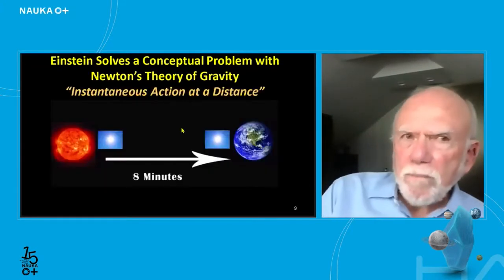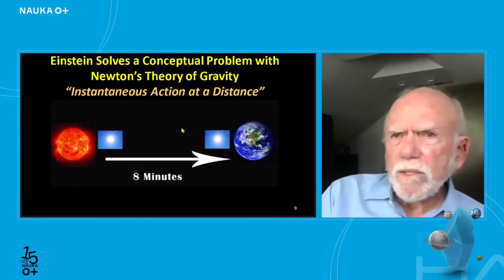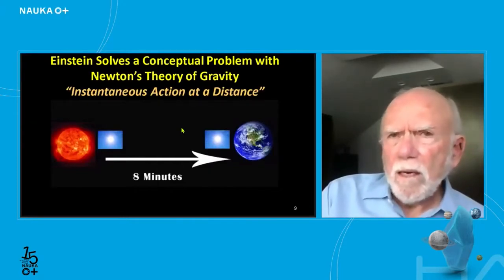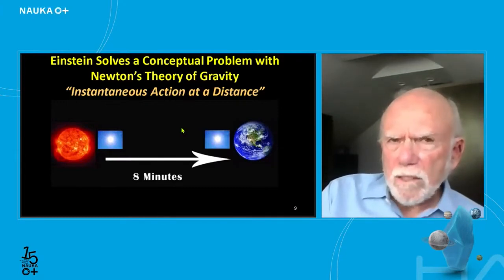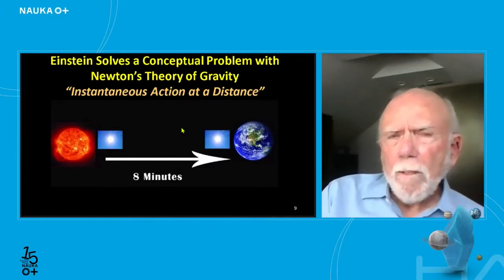The second problem with Newton's theory in some ways was more serious in terms of what couldn't be explained and why Einstein was motivated to find a new theory.